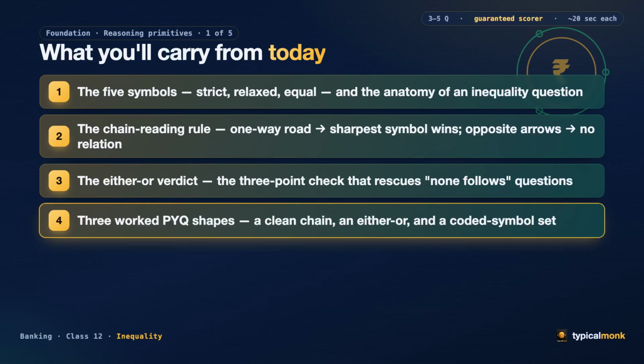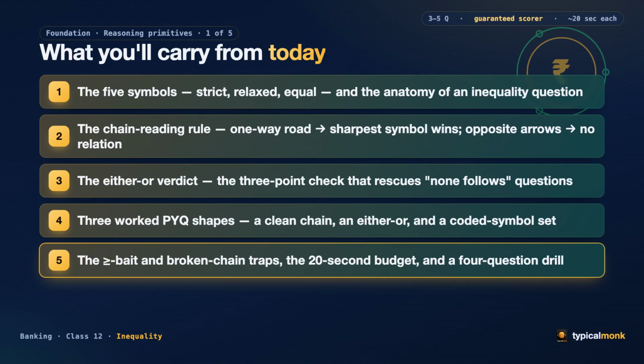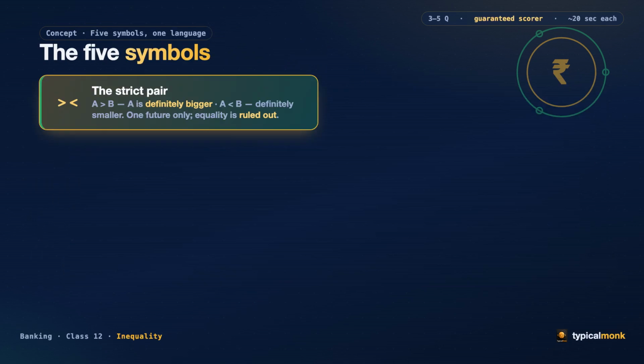Fourth, 3 worked examples, a clean chain, an either-or, and a coded symbol set. And fifth, the greater than or equal to bait, the broken chain trap, the 20-second budget, and a 4-question drill. Ready? One idea at a time.